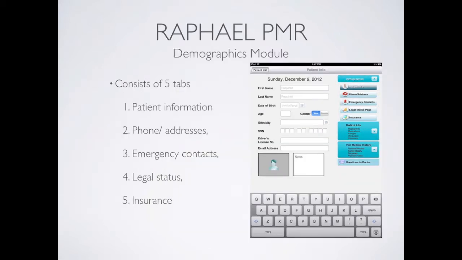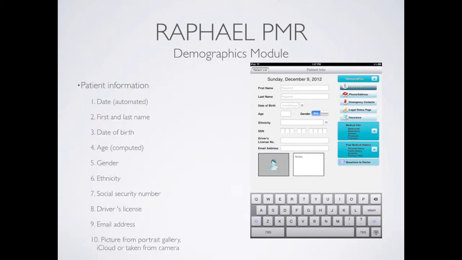You'll notice that on the right side there are a number of tabs under demographics, and we've expanded that out. The 5 tabs are patient information, phones and addresses, emergency contacts, legal status, and insurance. Let's explore that one at a time. Under patient information, you'll notice that the date at the top is automatically generated.